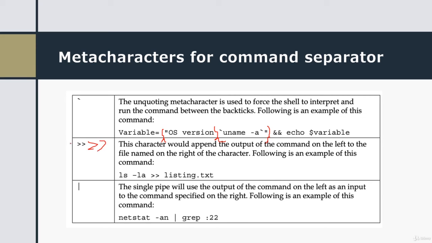Then we have this character, which is also called the operand, the greater than operand. This character would append the output of the command on the left to the file named on the right of the character. Then we have the single pipe, which will be used to output the command on the left side as the input to the command specified on the right side.